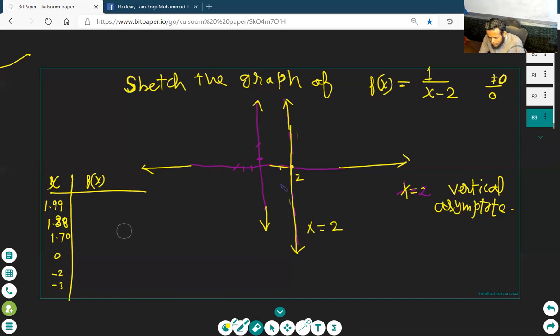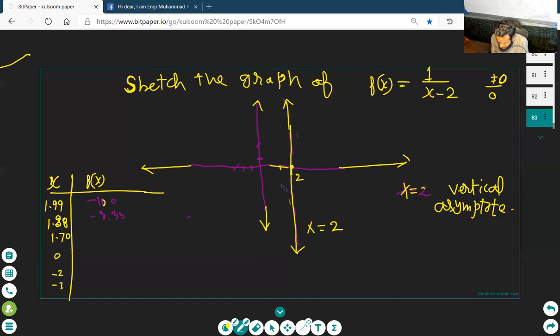Negative 100. Put this here, write the values in point form. Yes, I put negative 100. What is the answer? 1 upon 1.99 minus 2, right. The answer is negative 100. Okay, good. Put the other one. You should try to write. Okay, I will write.